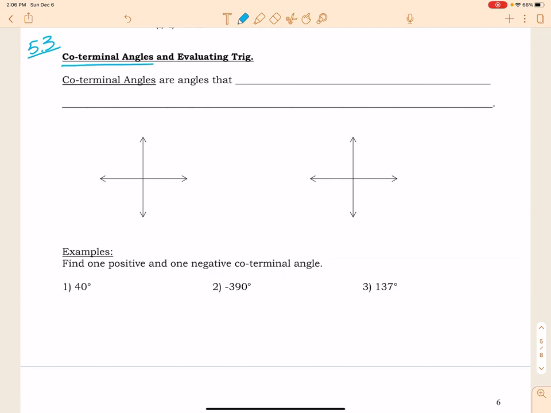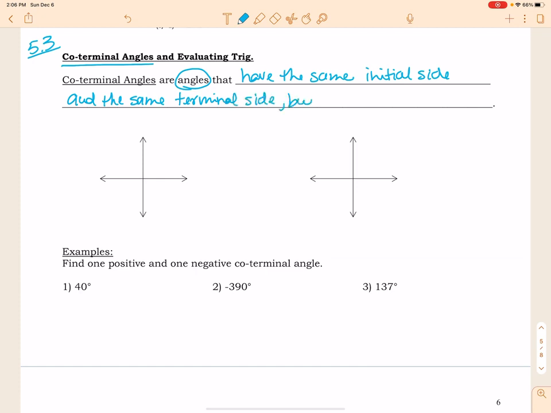Okay, so coterminal angles are, oh, wow, angles that have the same initial side and the same terminal side, but, and this is the key, different measures. And that is where we will struggle. Okay, so what do you mean by this, Miss Griggs?